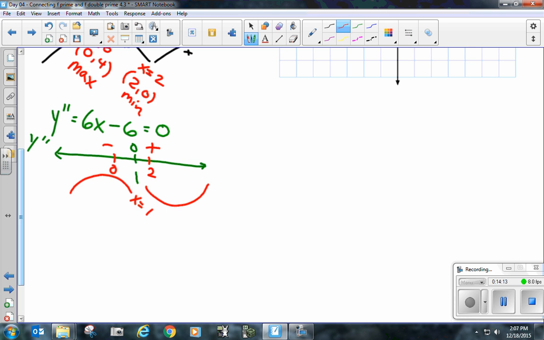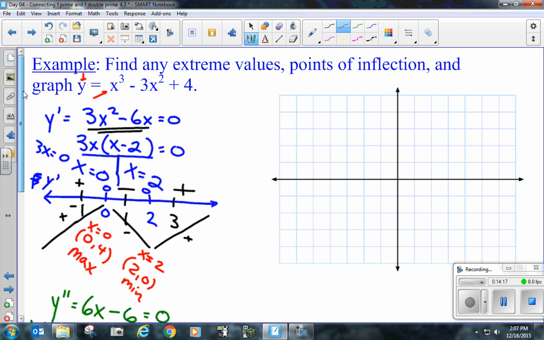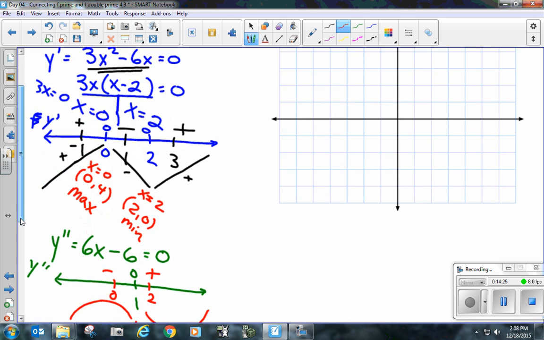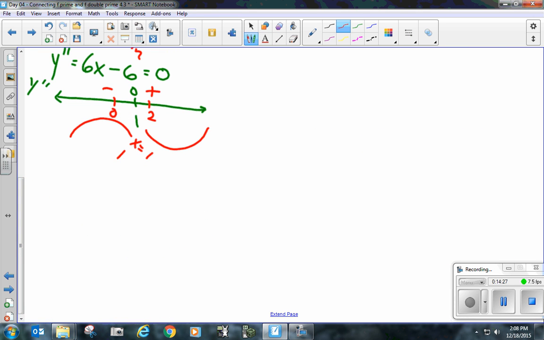but I need to find the y value of the coordinate. Which means I got to do what with that x value? Plug it into the original. 1 cubed is 1. Minus 3 times 1 is negative 3 plus 4. What is that? 2. So at the point 1 comma 2, that's our inflection point. All right?